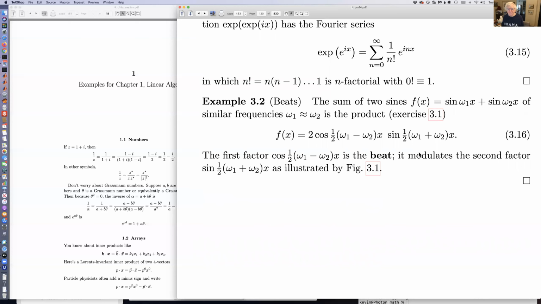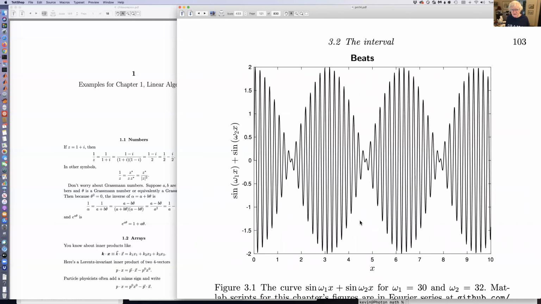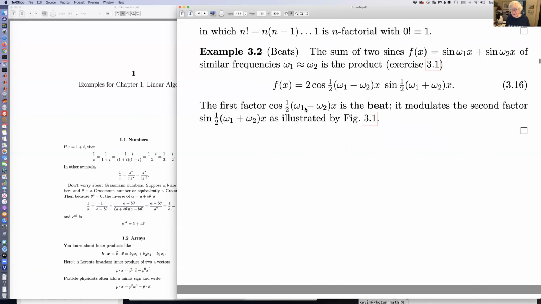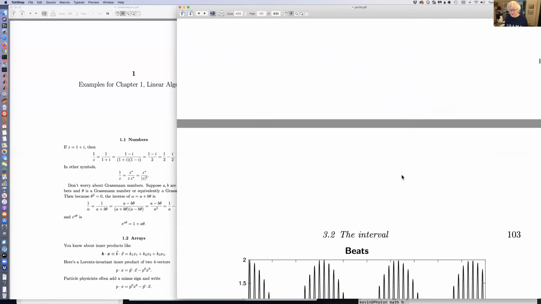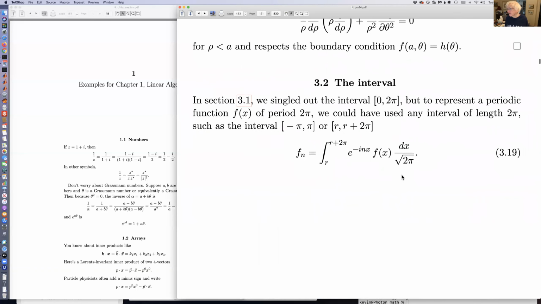Beats, well, two sines of almost the same frequency, you can show that they are of this form, and that's illustrated by beats. So the sum of two sines of frequencies that are close to each other will have a beat frequency, and the beat frequency is basically half the difference of the two frequencies. I think we can skip that for the moment.